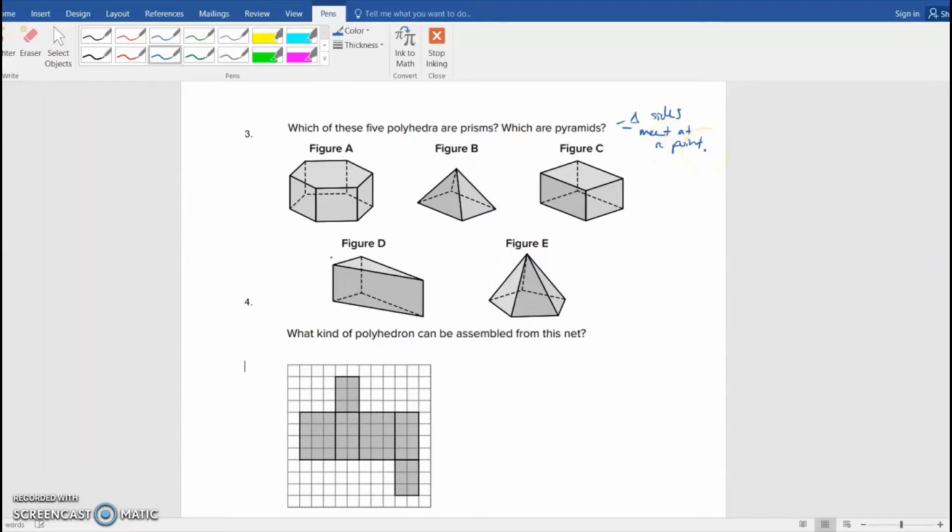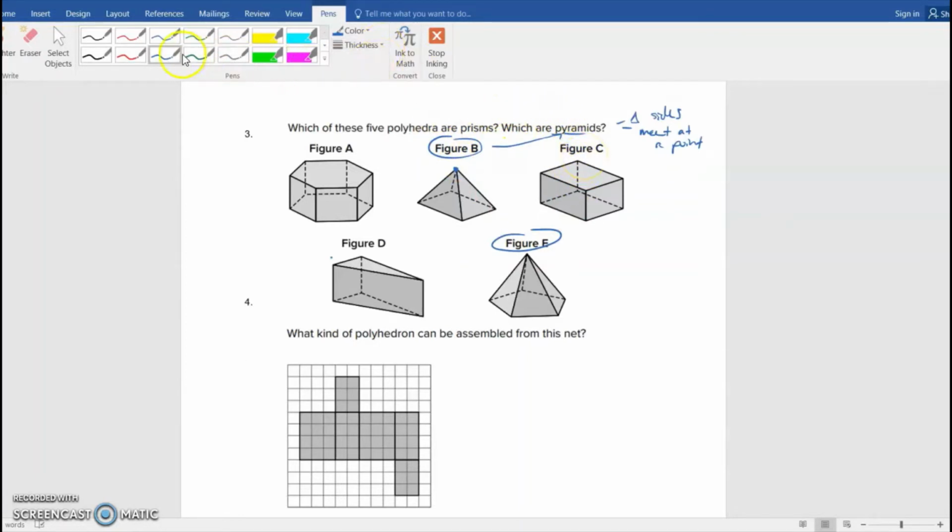And I think everybody probably has a pretty decent idea of what pyramids are because we've seen the ancient Egyptian pyramids and how marvelous they are, and we get the idea of what they look like, right? So the pyramids, the ones that have triangular sides and that meet at a point, would be figure E and figure B. They meet at that point up there, and their sides are triangles. So B and E are the 2 pyramids here.